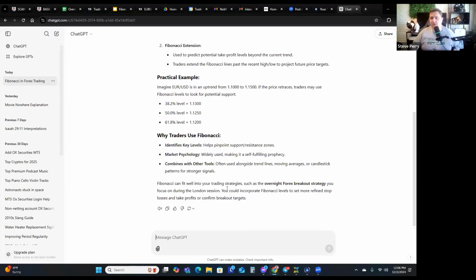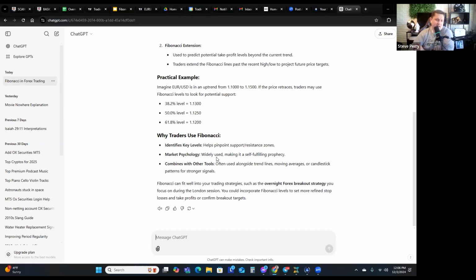Although I do know some people that use the Fibonacci as a standalone indicator, and some of them actually do have a lot of success with it. I don't find a lot of success with it as a standalone tool. In my opinion, I need more confirmation than just the Fibonacci, but that's just me.